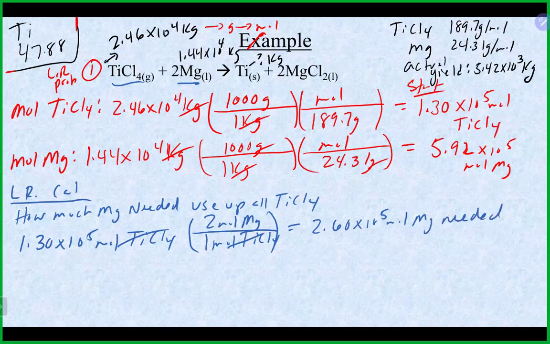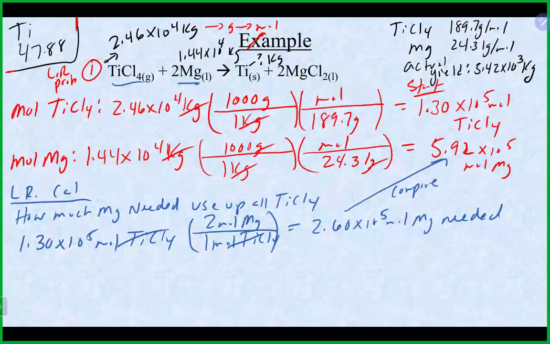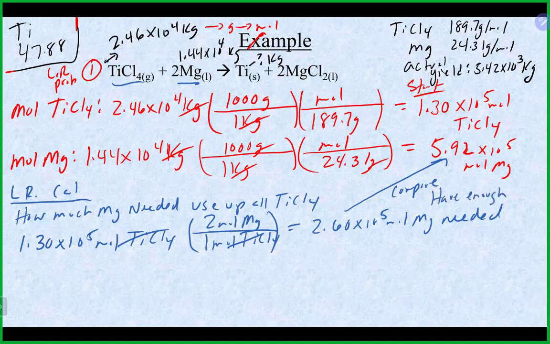Remember that we want to take this number and compare it to basically what we are starting with. And I actually only need 2.6 and I have 5.92, so I have enough is basically what that tells me. And because I have enough, in this particular case, the magnesium is my excess reagent. The TiCl4 is my limiting. So this guy is my limiting reagent, and this guy is my excess reagent. Any questions on that there?